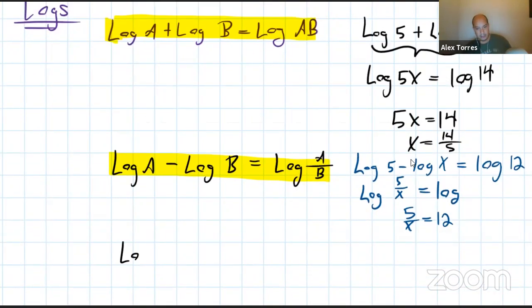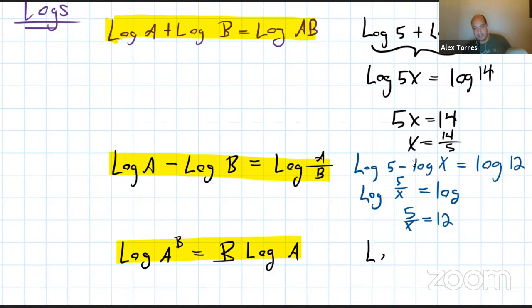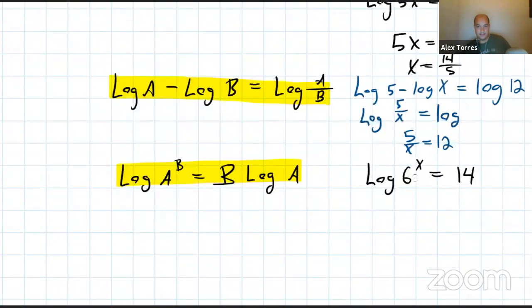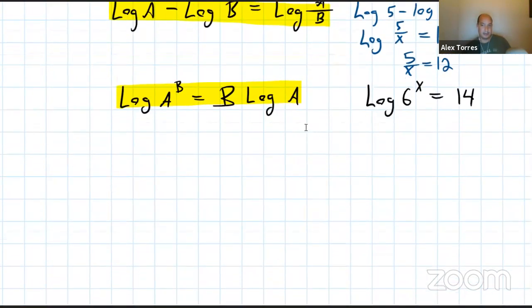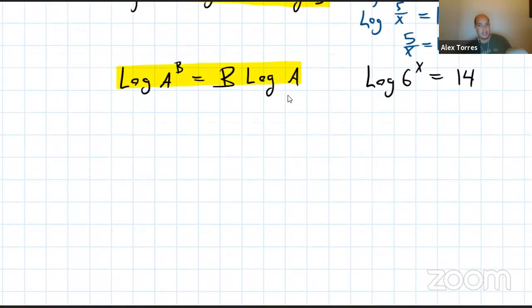Another important log rule is the log of a to the b power is the same as b log a. So what does that mean for us? We could get a problem that would say the log of 6 to the x equals 14. And for a lot of people who don't know about the log power rule, that could be really tough. So a lot of these rules are just nice, easy things that if you know the rule, then your life just gets so much easier.